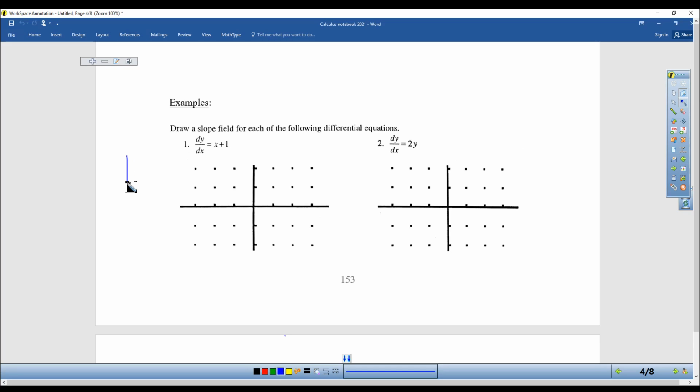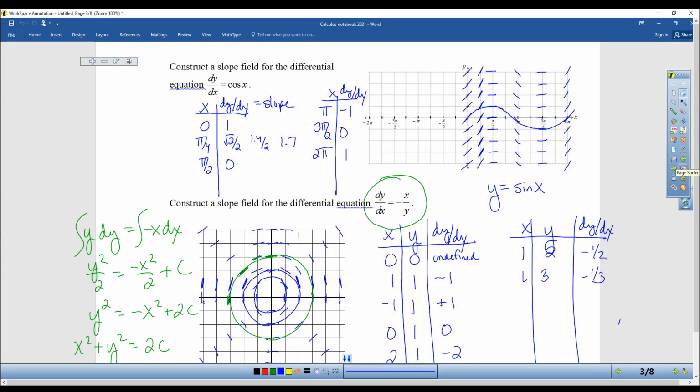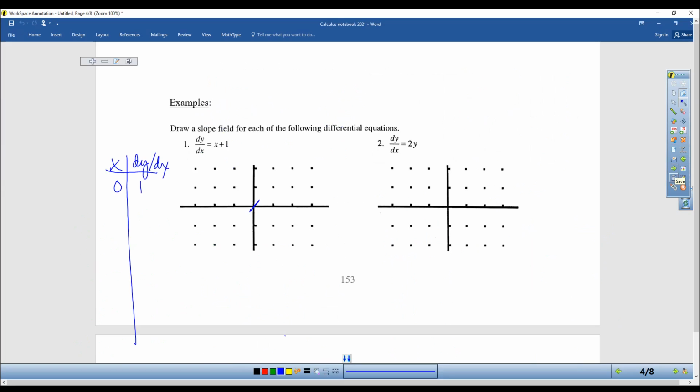So this one only has an x in it, so I don't need to make a y column. So when x is 0, I get 1. So that means at 0, it has a slope of 1. Notice there's many fewer dots than on the last one because you do have to have something for every single point on these. So I have 1, but there's no y, so it's going to be 1 for all of them. So you're going to fill in these dots pretty quickly.